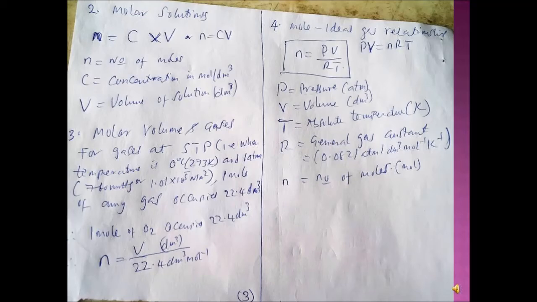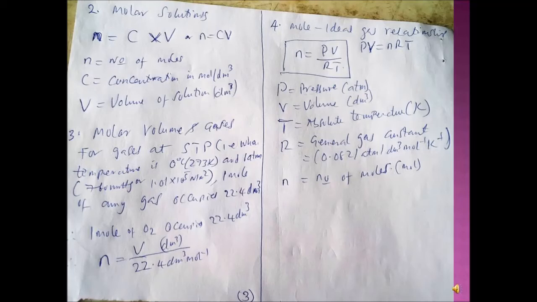The third relationship between mole and other parameter is the molar volume, and is between molar volume and gases. For instance, for gases at STP, that is, STP means standard temperature and pressure. That is when the temperature is at 0 degrees Celsius and the pressure at 1 atmosphere. And 1 atmosphere also has another unit which is 760 millimeter mercury, or 1.01 times 10 to the power 5 Newton per meter square. So that is the standard pressure, and then this is also our standard temperature.